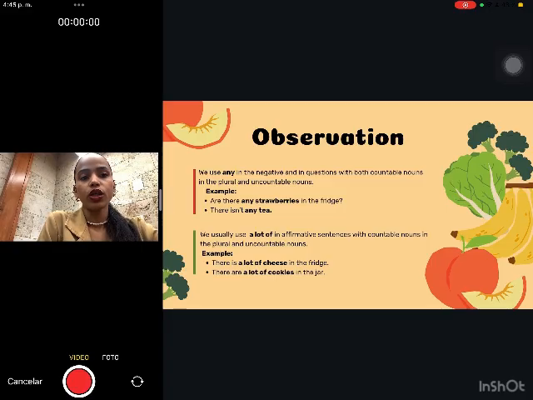We usually use a lot of in affirmative sentences with countable nouns in the plural and uncountable nouns. Example, there is a lot of cheese in the fridge. There are a lot of cookies in the jar.